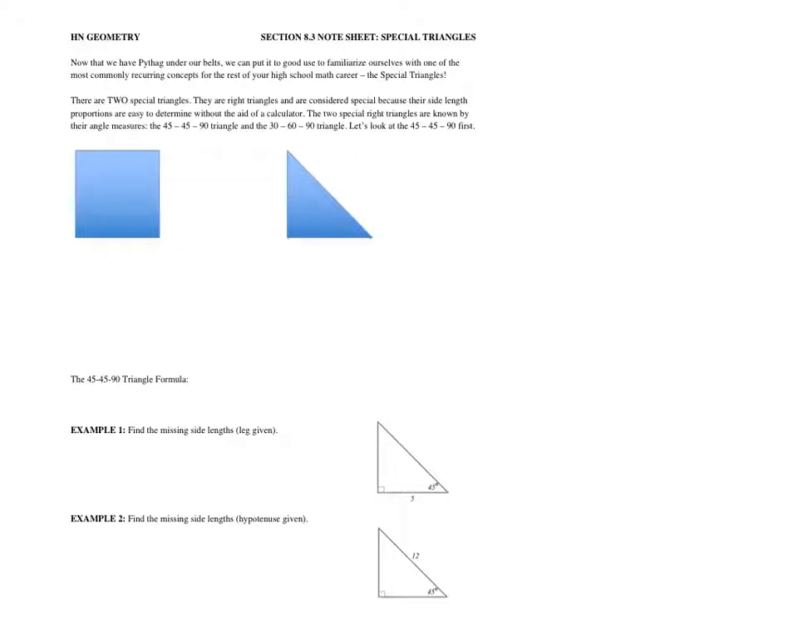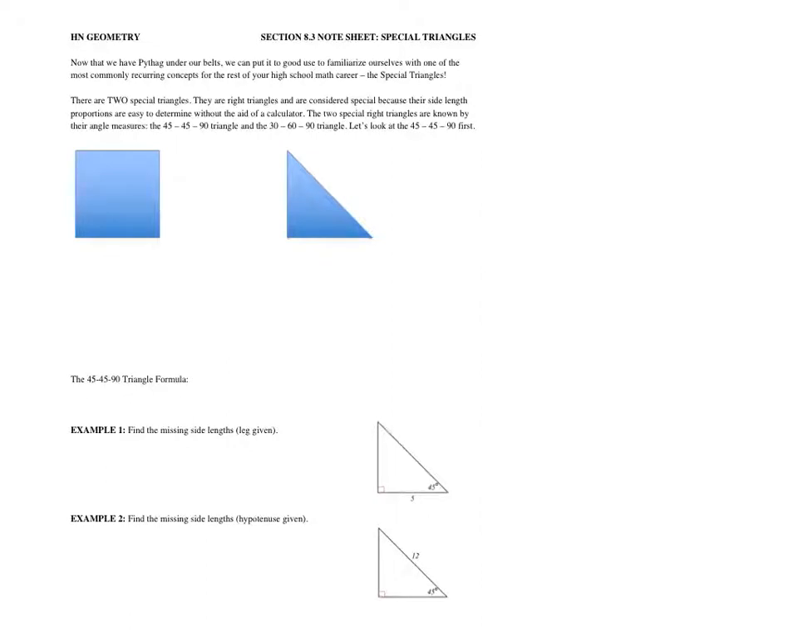So the first thing we have to realize is that when mathematicians talk about special triangles, there's two special triangles, two and only two. They are right triangles, and they're considered special because their side length proportions, which we spent so much time talking about recently in triangle similarity, are determined in such a way that we can know information about all the sides of the triangle when we only know one side initially. So it's kind of a powerful tool. The two that we have are the 45-45-90 triangle and the 30-60-90 triangle. Those numbers refer to their angle measures.